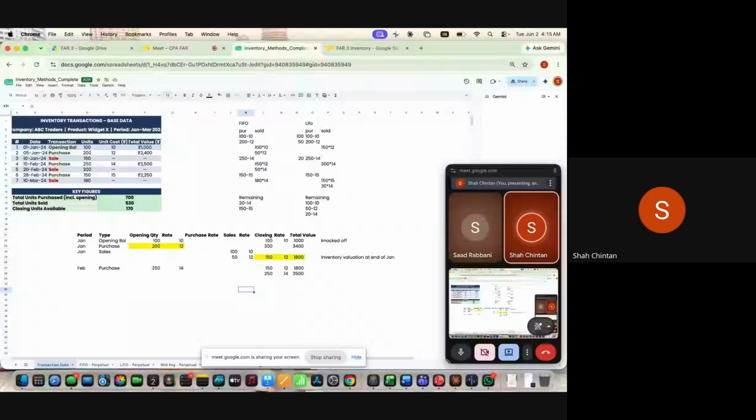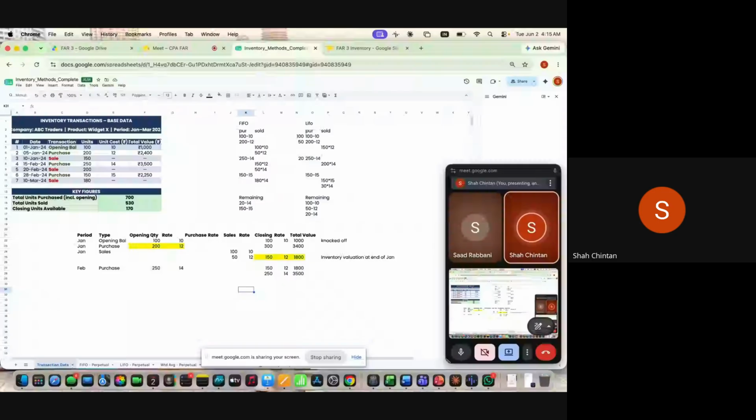Now let's understand what entries go. So this is the opening stock. So no entry for opening stock. Then you have done a certain purchases. So when you do the purchase, your entry is inventory account debited to cash $2,400 for the purchase which you have made. And we are assuming we are doing a perpetual method of accounting.